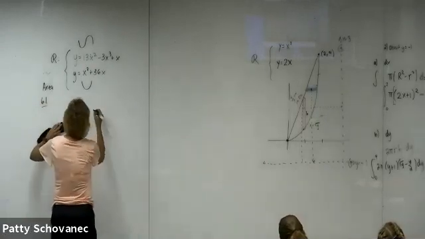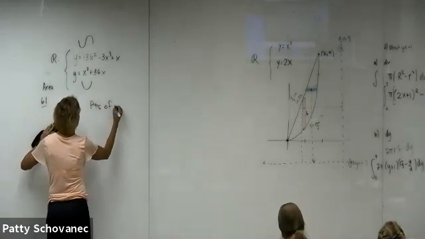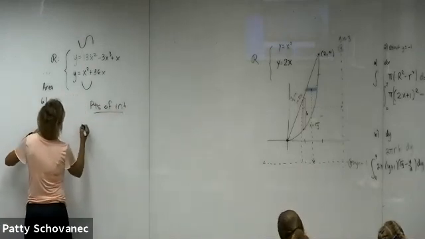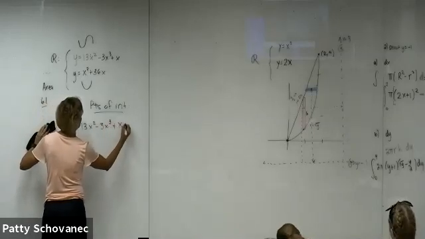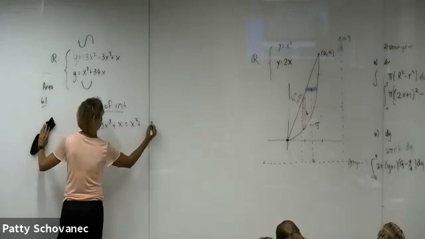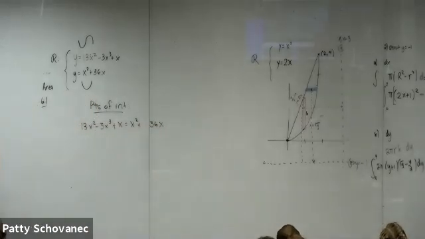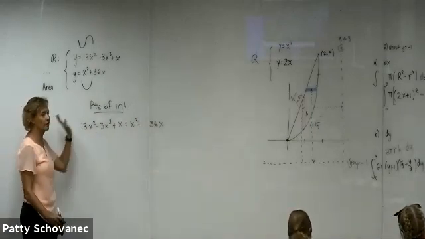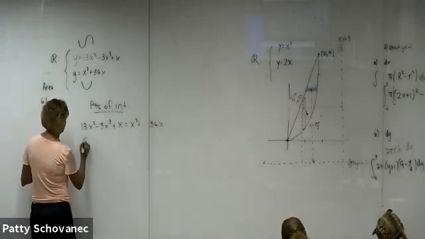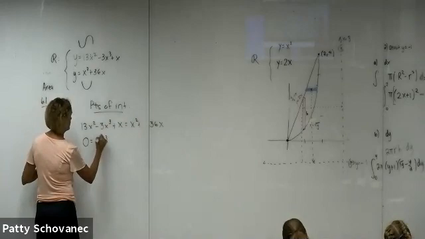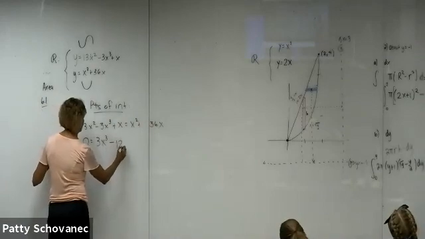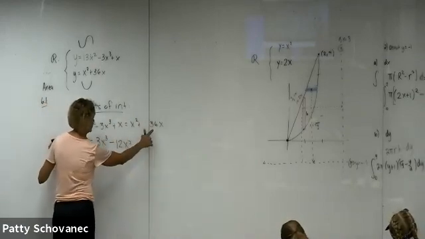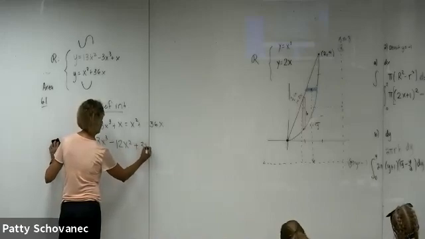Okay, so we're going to find the points of intersection. We got 13x² minus 3x³ plus x equal to x² plus 36x. So let's get a 0 on one side. Let's get the coefficient of x³ positive, so let's move everything to the right-hand side. So I'm going to subtract 13x² from x², so I'm going to have a minus 12x². And then I'm going to subtract x from 36x, so I'm going to have a 35x.